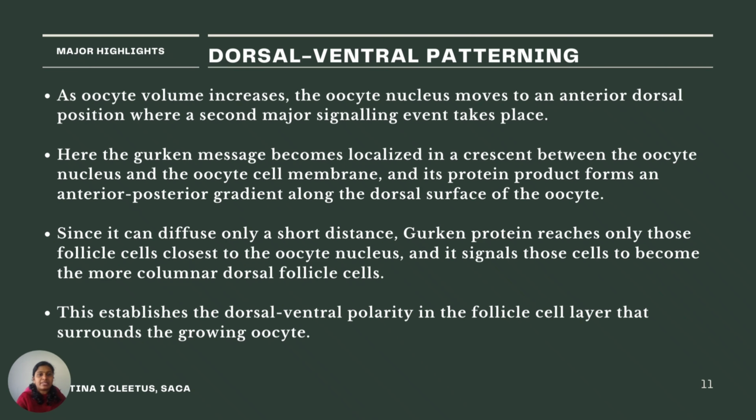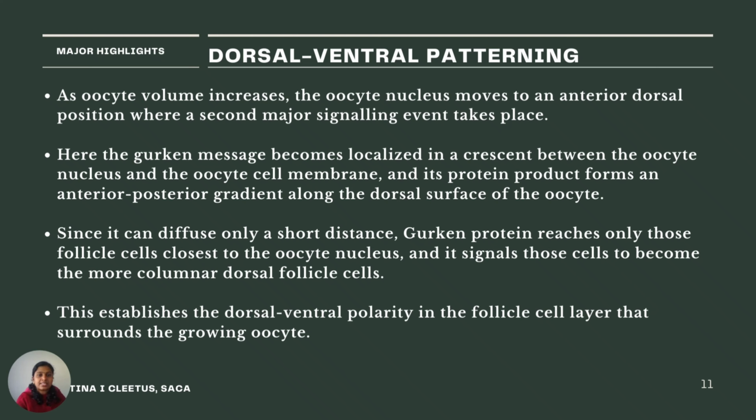As the oocyte volume increases, the oocyte nucleus moves to an anterior dorsal position where a second major signaling event takes place. The Gurken message becomes localized in a crescent between the oocyte nucleus and the oocyte cell membrane, and its protein product forms an anterior-posterior gradient along the dorsal surface of the oocyte. Since it can diffuse only a short distance, Gurken protein reaches only those follicle cells closest to the oocyte nucleus, and it signals those cells to become the more columnar dorsal follicle cells.